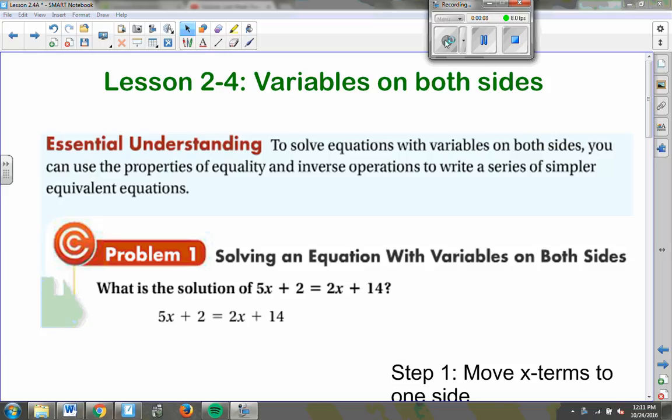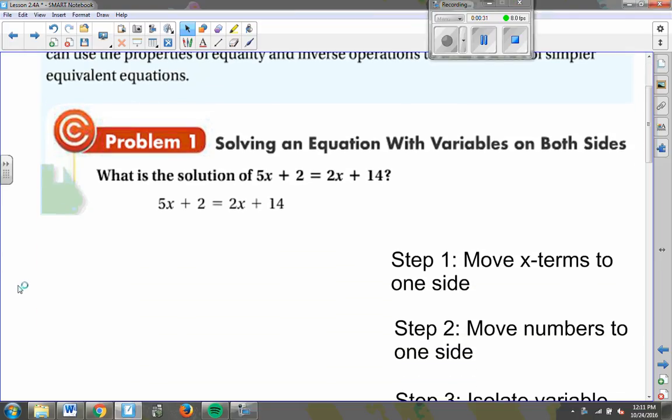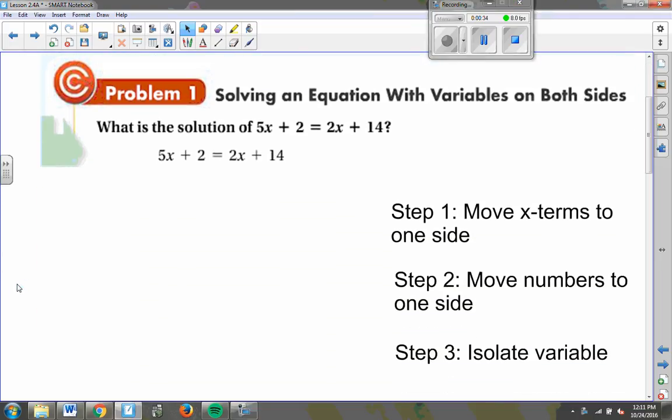We're continuing our work in chapter 2 on solving equations, and today's equations are going to have variables on both sides of the equal sign. So it changes just a little bit what we have to do first, okay? It just adds another step before we get to solving these equations, okay? So let's look at this example here, and we'll talk through the 3 steps that I want you to write down for solving equations with variables on both sides, okay?